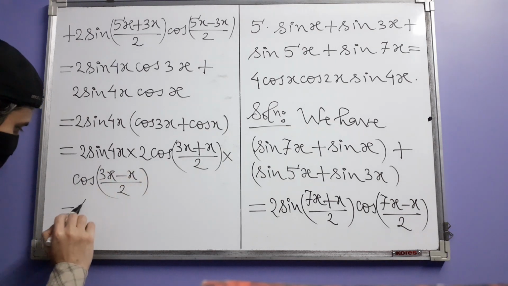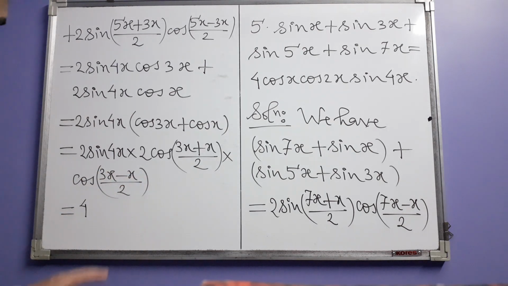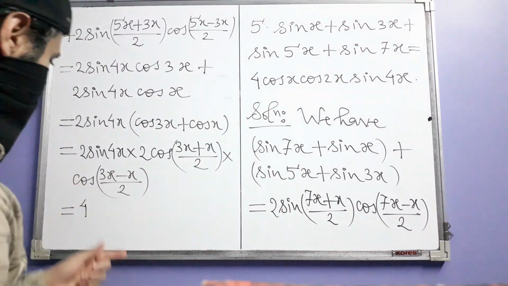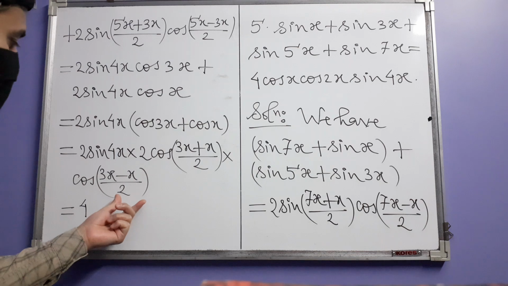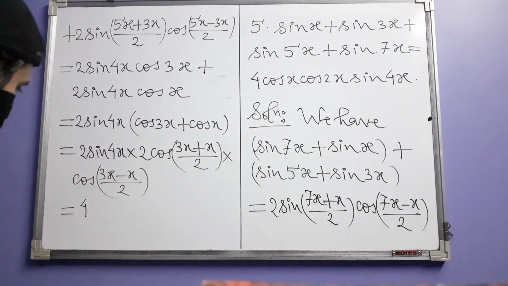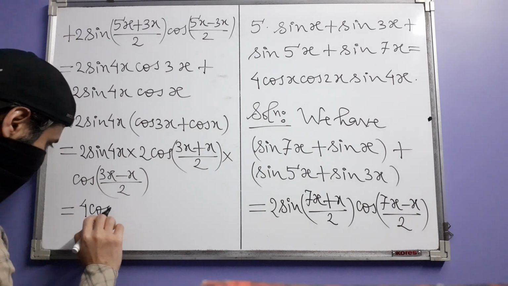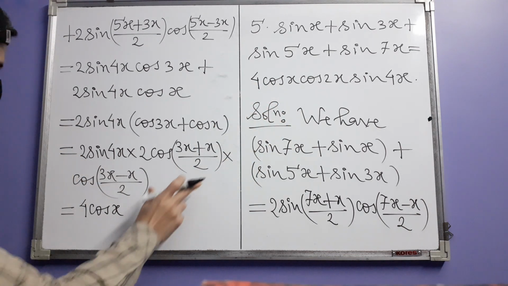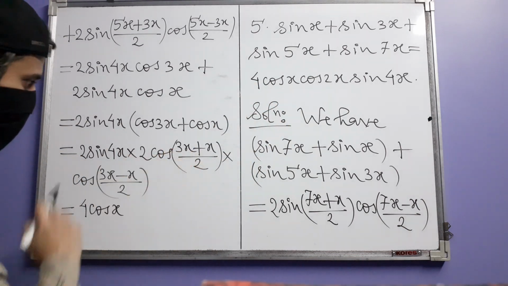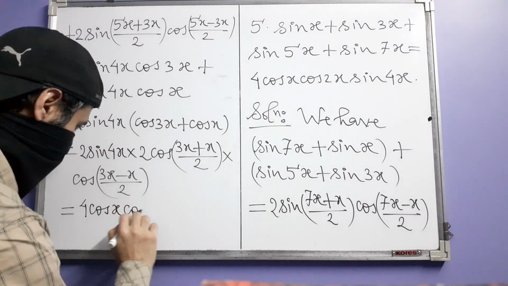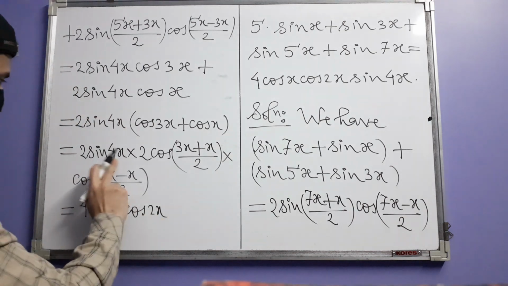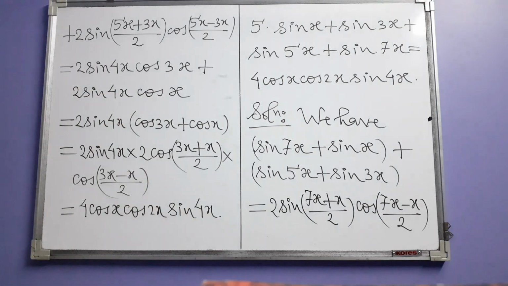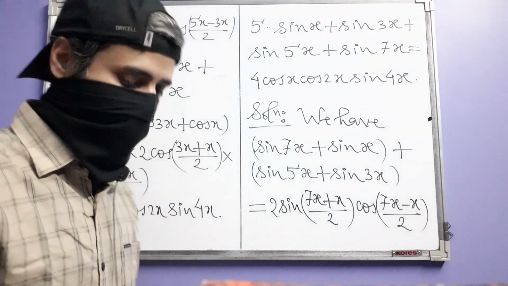So, 2 times 2 is 4, and let us write the terms just like this. 3x minus x is 2x, 2x divided by 2 is x. So, let us write this first, 4 cos x, then followed by this one. 3 plus 1 is 4, 4 divided by 2 is 2, so cos 2x, and then finally sin 4x. So we have what we wanted to show.